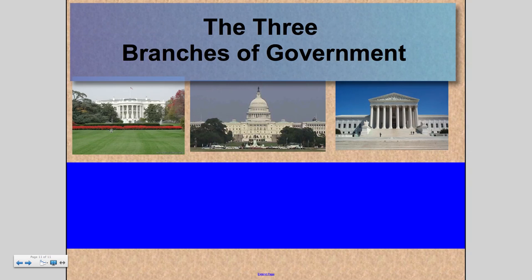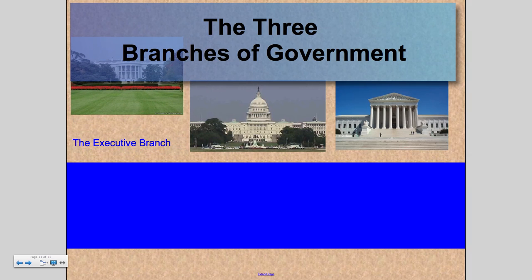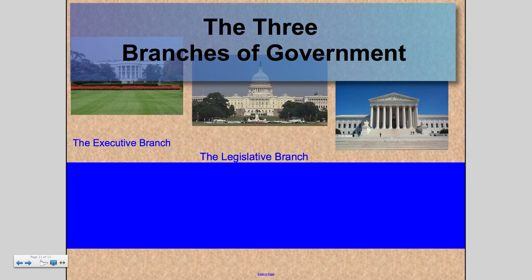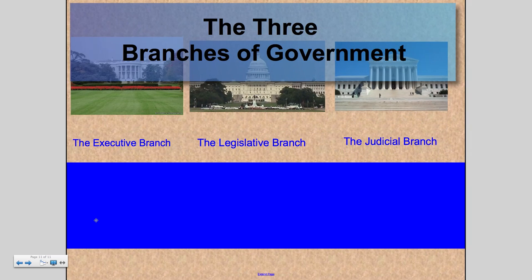And what are our three branches of government again? Executive branch, which is the president, the vice president, and their cabinet. The legislative branch, which is Congress, and the judicial branch. Good job.